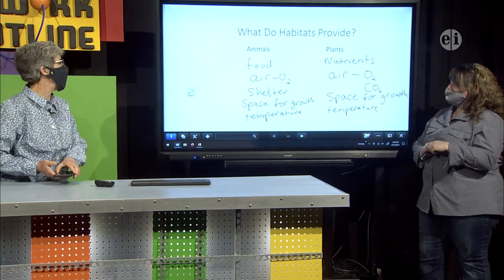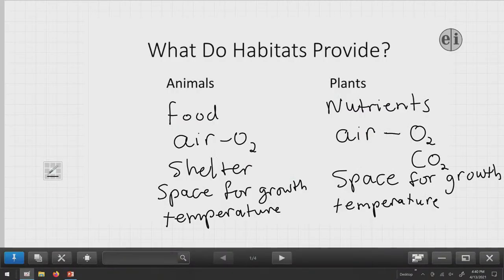I'm just making sure I haven't missed anything. Oh, we forgot one thing with plants. What are we missing for plants? They couldn't do photosynthesis without it. Oh, the sun. So what does the sun provide?